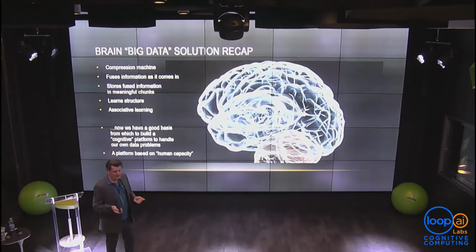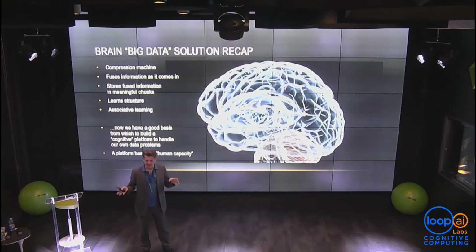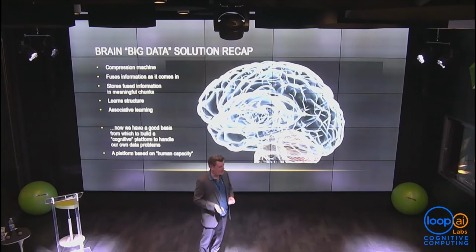So just to recap, our brain has this big data problem and it has a big data solution. First of all, it's a compression machine. It fuses information into meaningful chunks as it comes in, and stores them in those meaningful chunks. In the process of compressing that information, it happens to learn structure that allows you to understand the world in the way that you do and to do all the neat things that your brain is able to do.